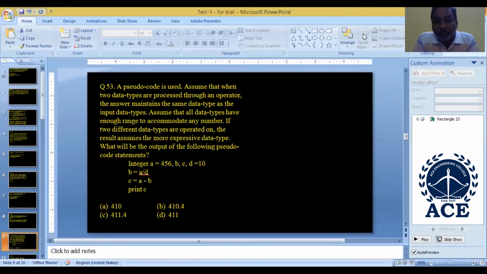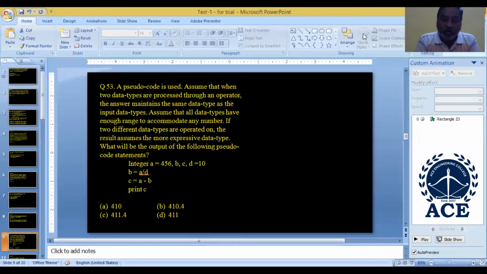A pseudocode is used. Assume that when two data types are processed through an operator, the answer maintains the same data type as the input data types. That means there is no data conversion. What is the input given? The same data type is maintained in the output also. Assume that all data types have enough range to accommodate any number. What is being told through this sentence is that there is no limit on the memory, a hypothetical situation. If two different data types are operated on, the result assumes the more expressive data type.